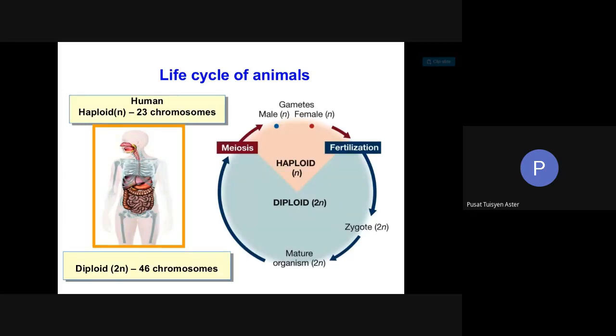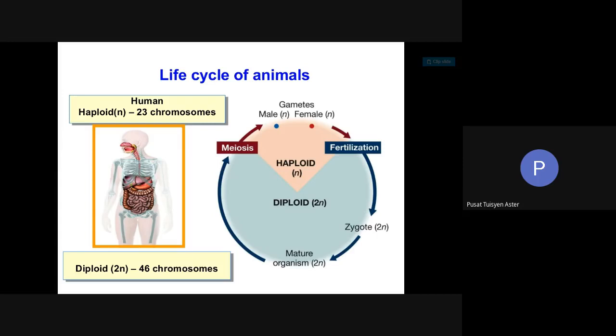Then you carry out fertilization until you get the zygote. And then the zygote matures and has 2N. So one N from the father, one N from the mother, male, female. The child is obtained via fertilization and meiosis process. Zygote is the baby born with 2N already. So therefore it carries out the cycle of diploid with 2N. This is the life cycle of animals in general.